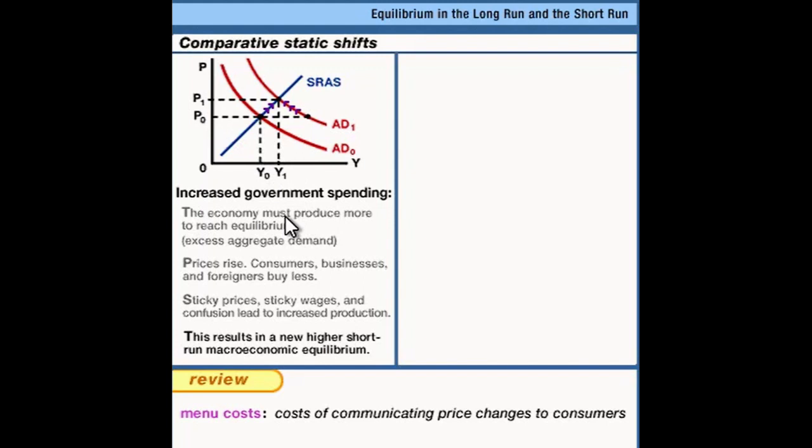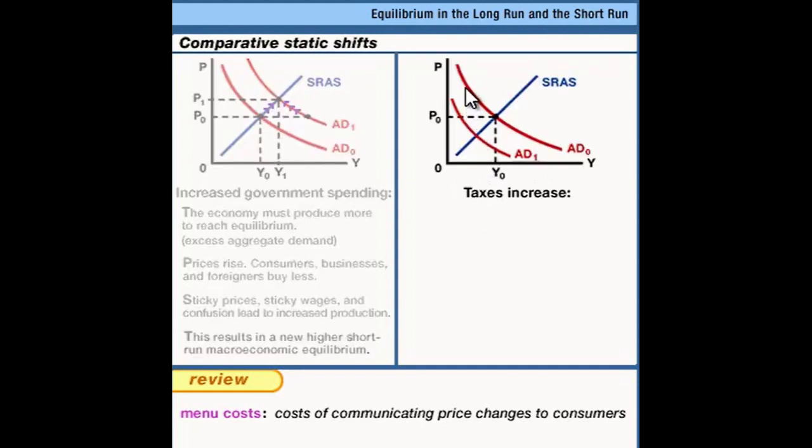Let's consider another alternative. Suppose now we start with a situation in which aggregate demand and aggregate supply are crossing, and we've got macroeconomic equilibrium in the short run. And now let's consider a case where taxes are increased. If taxes are increased relative to this original macroeconomic equilibrium with a price level of P0 and an output level of Y0, we're going to have an aggregate demand curve shifting inward.